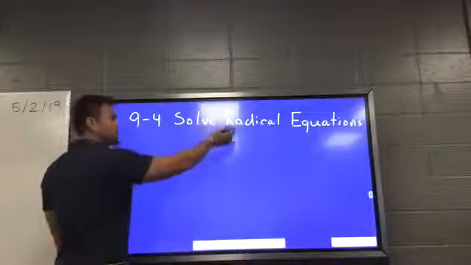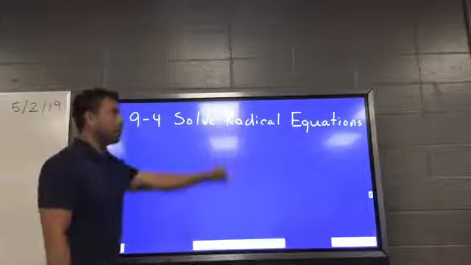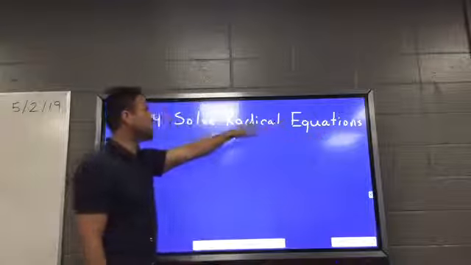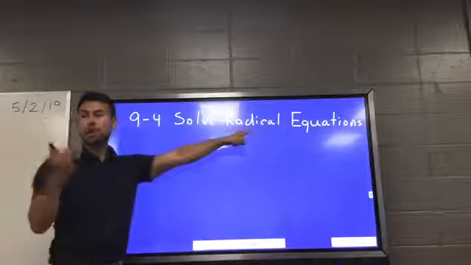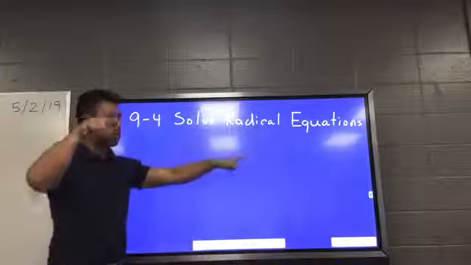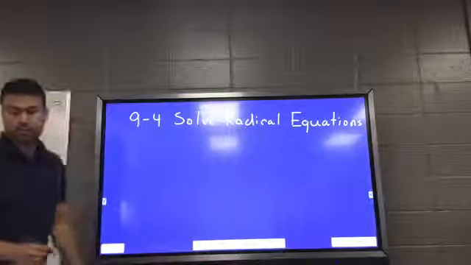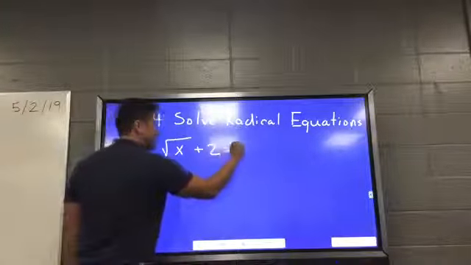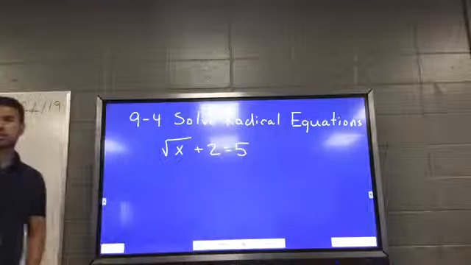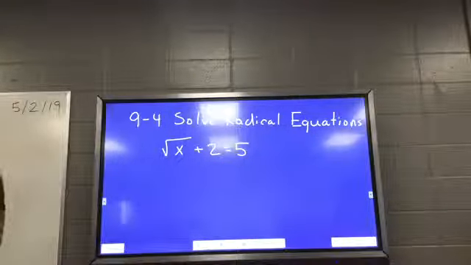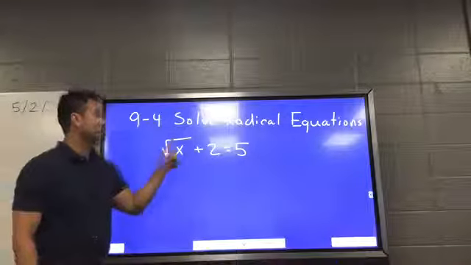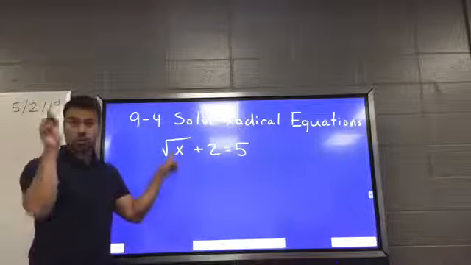When we have radical equations, what we're talking about are expressions with an equal sign, and they also have a radical. They have a variable inside the square root symbol. An example of this would be the square root of x plus 2 equals 5. Is that an equation? Yes, because it has an equal sign. And is it a radical equation? Yes, because the variable is inside the square root symbol.